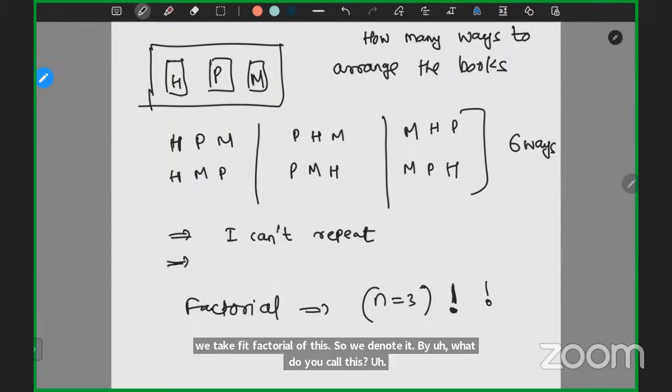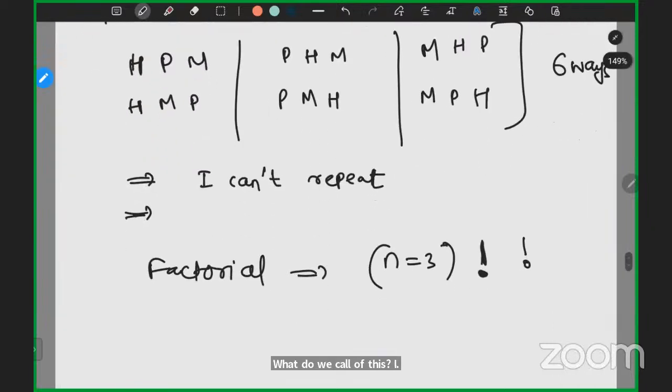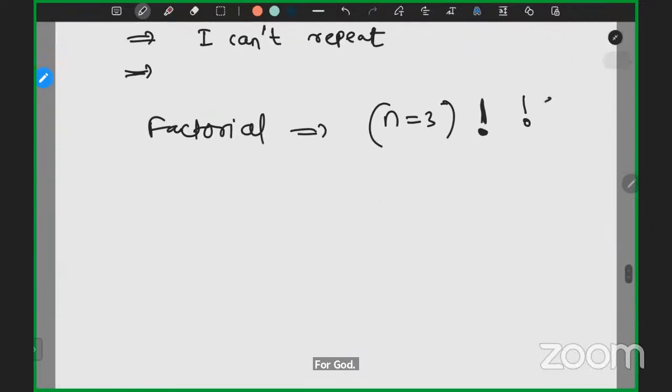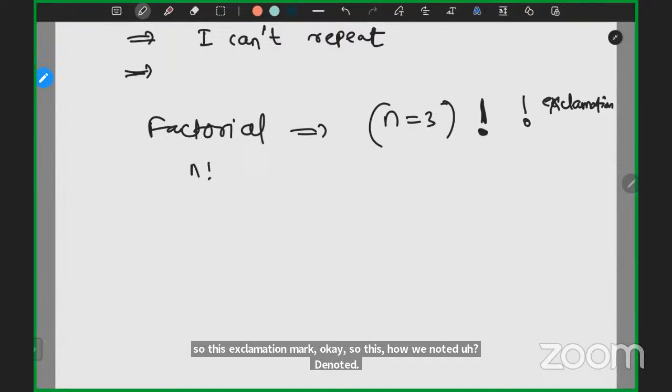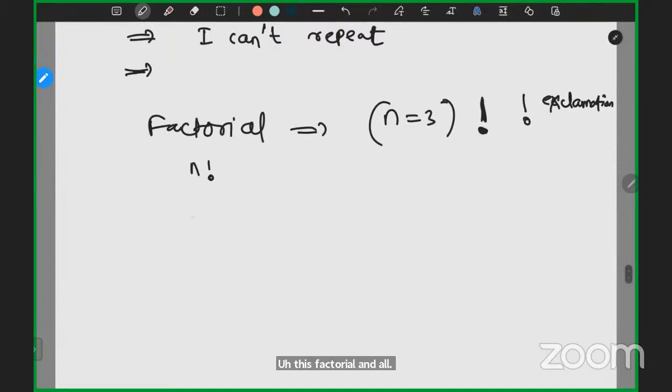Whatever you call it. Yes, I forgot. Exclamation mark. Exclamation. Yeah, exclamation. Something that you can say that. So this exclamation mark, this is how we denote factorial. N factorial, you would have seen it. But okay, what is it?